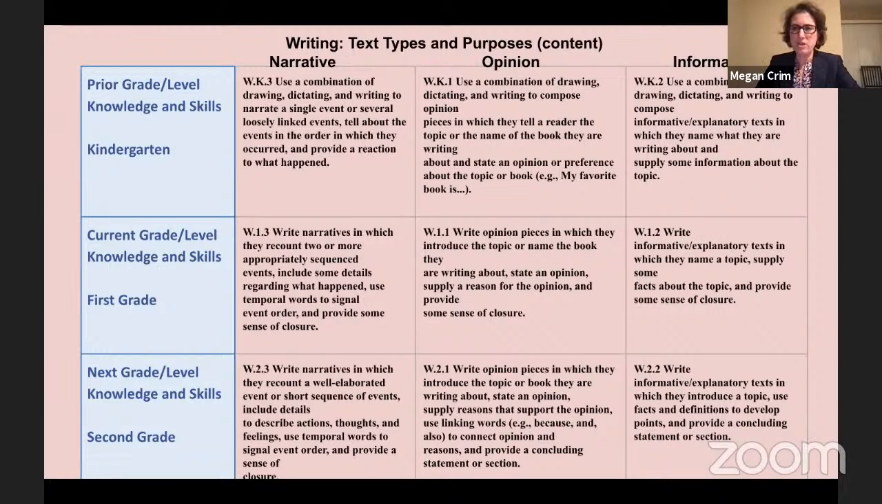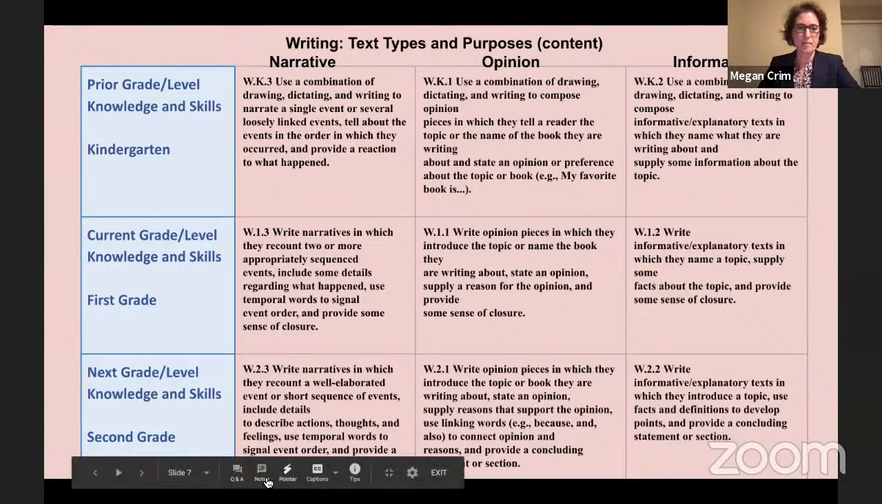On the report card, not this year, but a prior year, you would see writing, content and conventions. Content are the types of writing, and conventions are like capital letters, periods at the end, and spelling. So this is about content. And what I wanted to point out is that throughout elementary school, students are asked to write narrative writing, opinion writing, and informational writing.